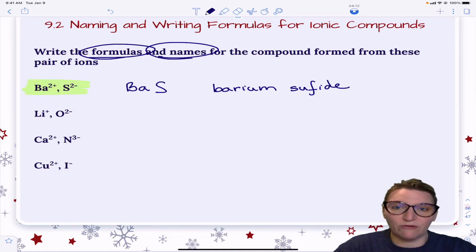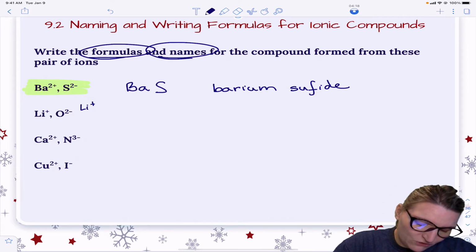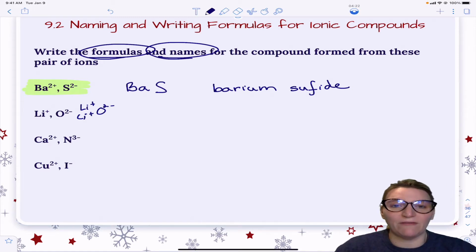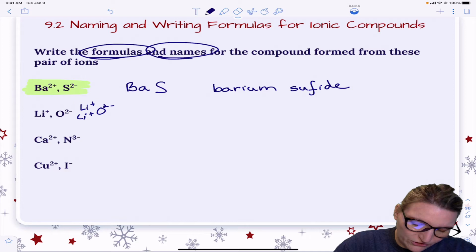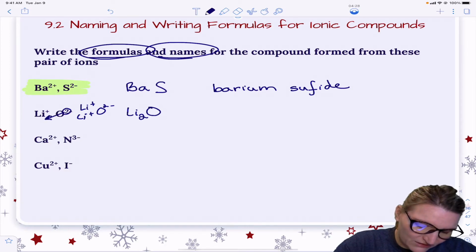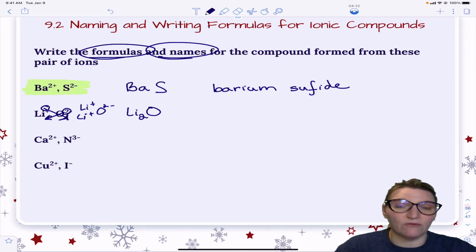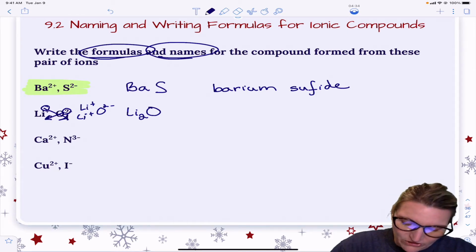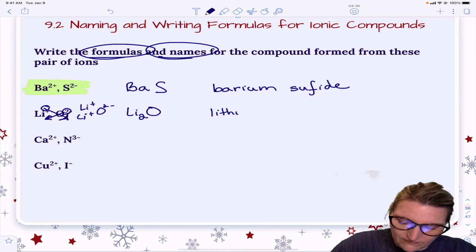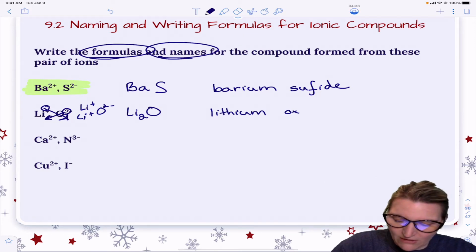This is a good one where we crisscross the charges because we're going to need 2 lithium, right? If I have 2 lithium for every 1 oxide, I will have the same number of positive and negative charges. So that would be Li2O, right? This 2 becomes the subscript there. This 1 becomes the subscript there, but we never need to write the 1 in.